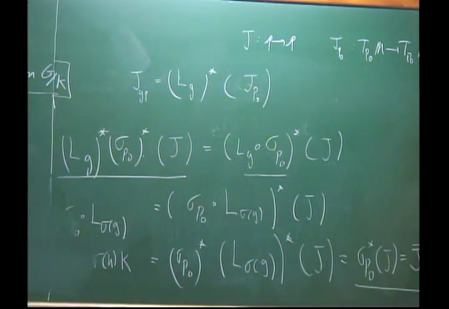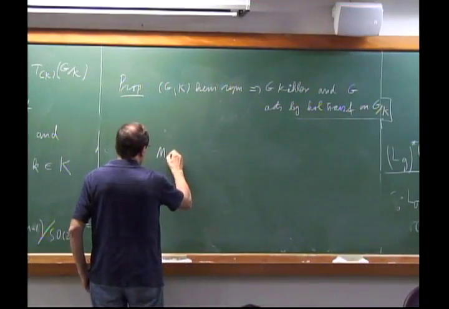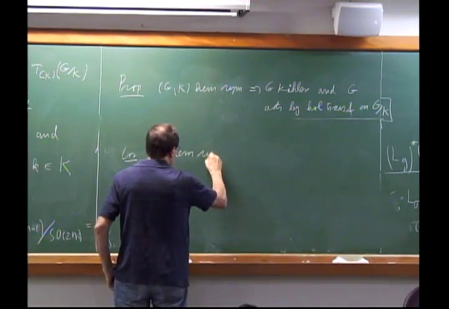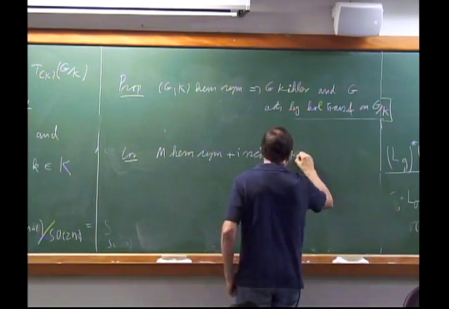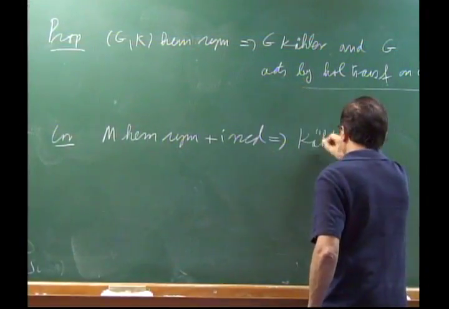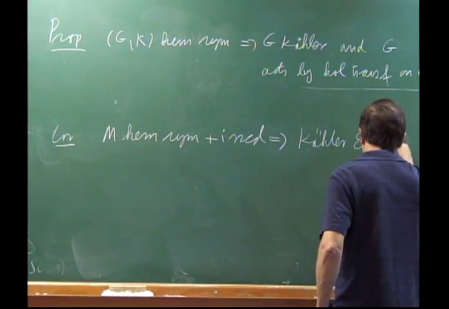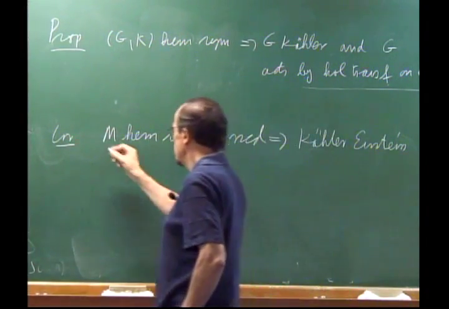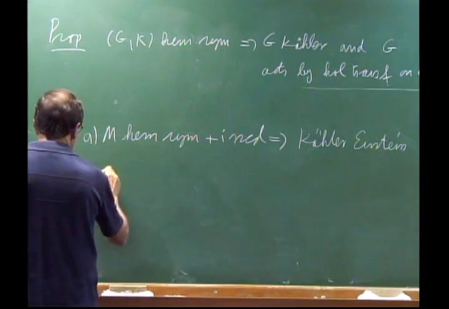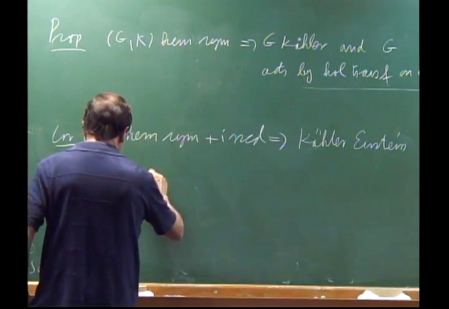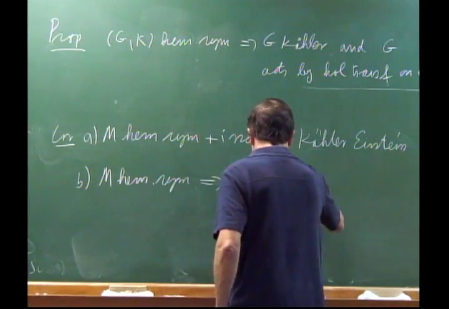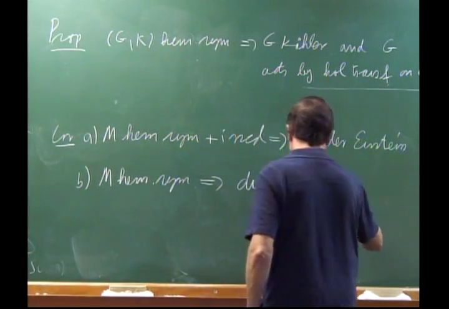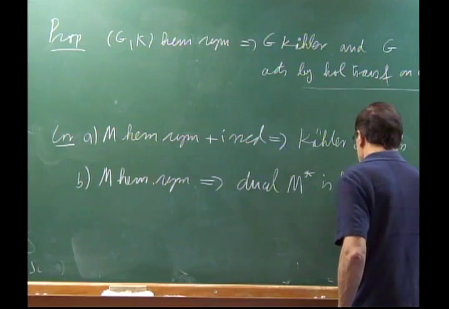Another corollary also. M Hermitian symmetric plus irreducible implies M is Kähler-Einstein. That's the first property, and the second property: M Hermitian symmetric implies that the dual M star, in the sense of symmetric spaces, is also Hermitian symmetric.